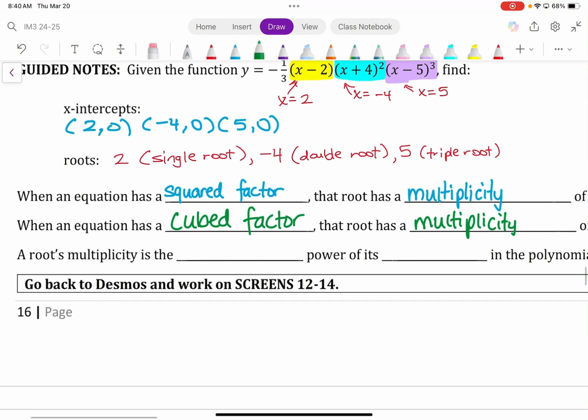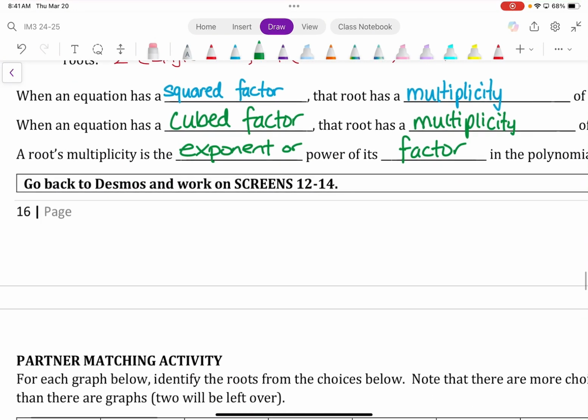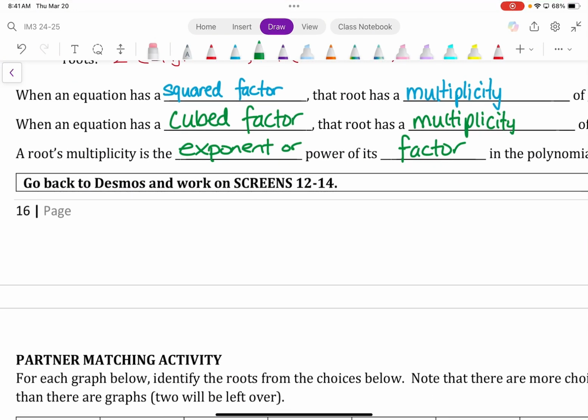So a root's multiplicity is the exponent or the power of its factor in the polynomial. Okay, that's basically how you determine multiplicity. It's based on the exponent of the factor. Okay, so if it's to the first power, it's a multiplicity of 1. If it's to the second power, multiplicity of 2. To the third power, multiplicity of 3. And you kind of get the idea.